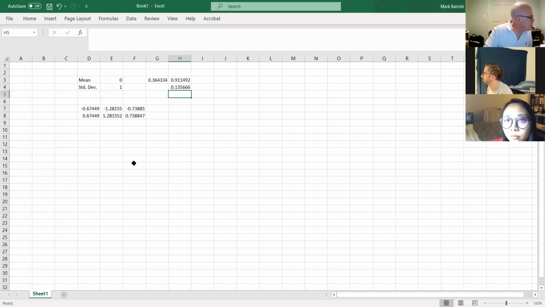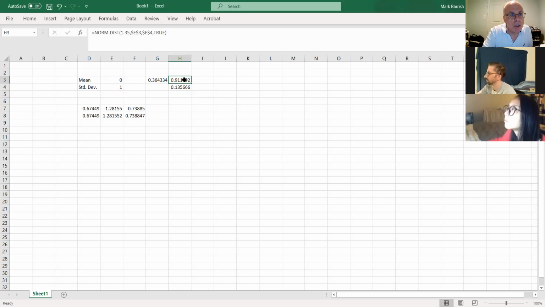All right. So the second one was greater than 1.1. That's this one. Or this, excuse me, this one. That's greater than 1.1. The answer is 0.1357. And then the other one says less than or equal to 1.35, which is this one. Let's put the 1.35 in. Make that 0.9115.